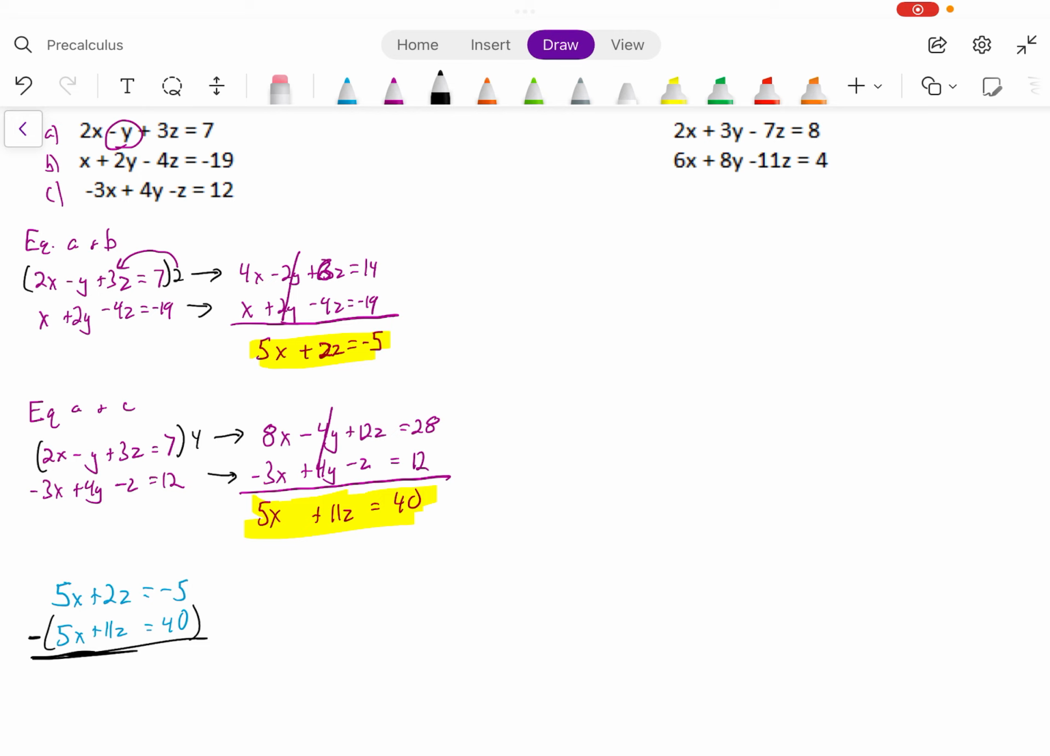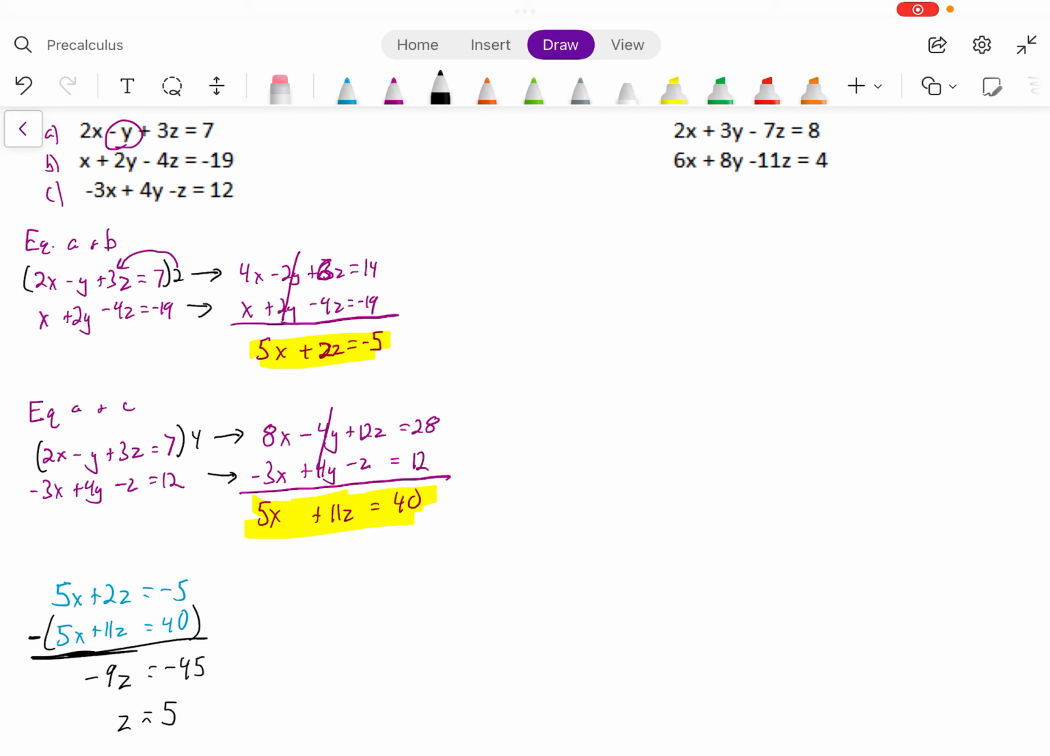So 5x minus 5x is 0. 2z minus 11z is negative 9z. And negative 5 minus 40 is negative 45. Dividing both sides by negative 9, we get z equals 5. All right, so we got our z.